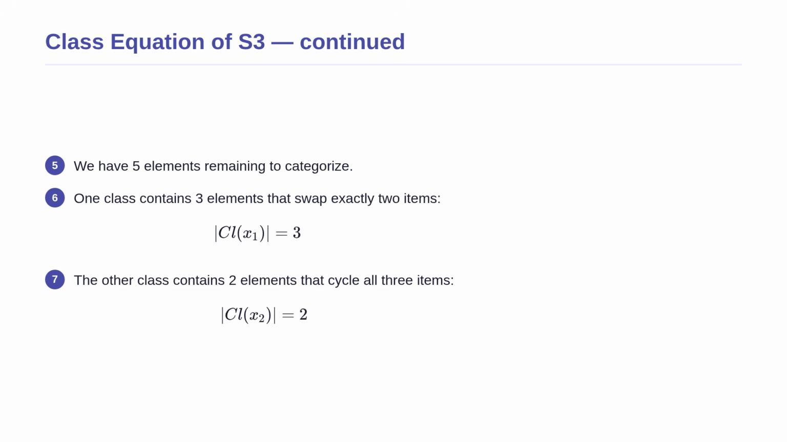The other class contains the 2 elements that cycle all 3 items in a loop. This gives us a second class of size 2. We have now identified all the pieces we need to construct our final equation.